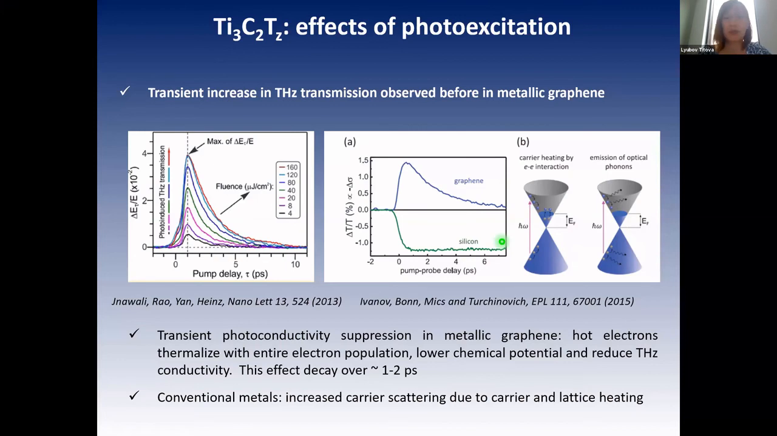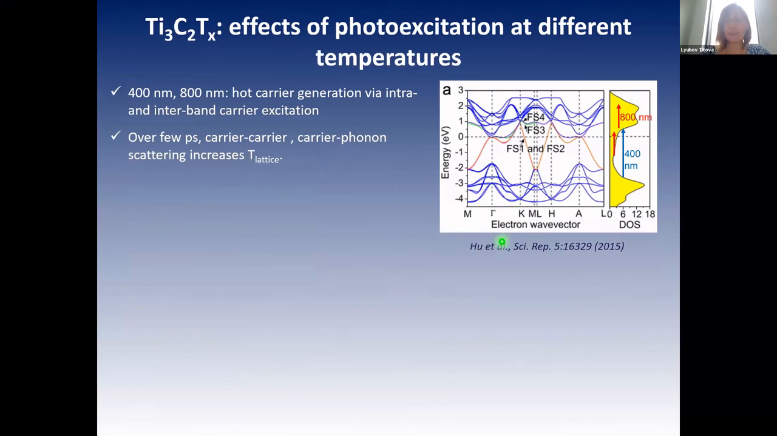So is this something that we expect to happen in MXenes as well? And this was something we tried to answer, right? If we briefly take a look at their band structure and the density of states here, I apologize for the noise. Something's going on there. We can see that both 800 nanometer and 400 nanometer pulses are able to generate hot carriers both by intra-band as well as inter-band carrier excitation. Of course, what we expect is that over a few picoseconds, due to carrier-carrier scattering and carrier-phonon scattering, the lattice temperature will increase, right? So is what we are seeing just the laser-induced transient heating reducing the conductivity?